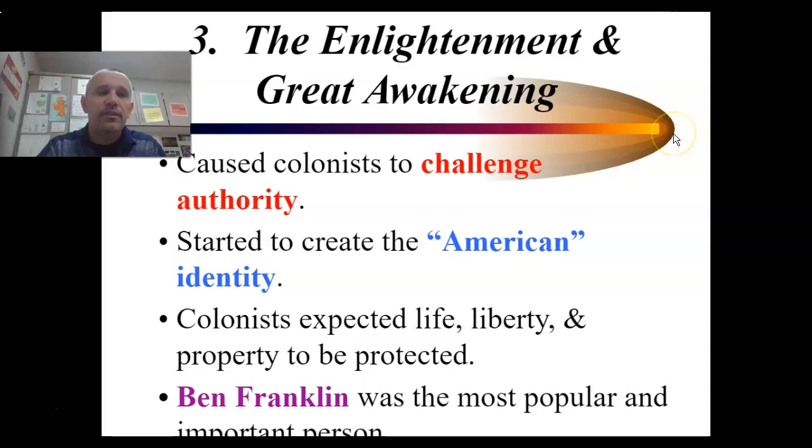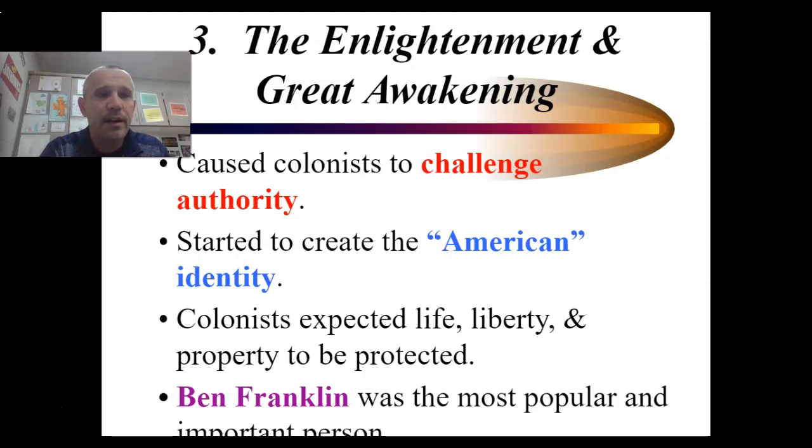Number 3, I'm lumping together two movements because they were happening at the same time. So the Enlightenment and the Great Awakening, we talked about those also in Chapter 4. Both the Enlightenment and the Great Awakening led colonists to begin challenging authority, church authority, government authority, and it really started to create what we think of as an American identity.